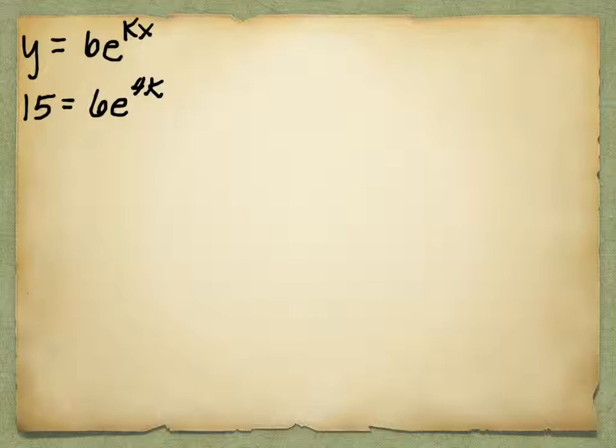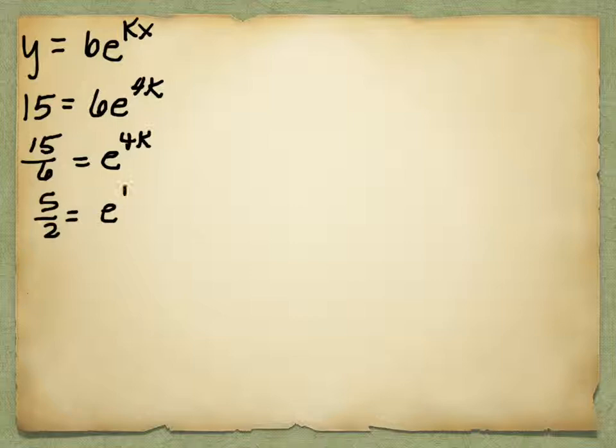Now what? Okay, let's divide by 6. So 15 divided by 6, will that simplify? Okay, so you can divide them both by 3, right? So this is 5 over 2 equals e to the 4k. Now what?